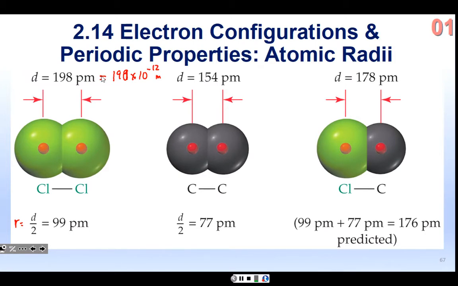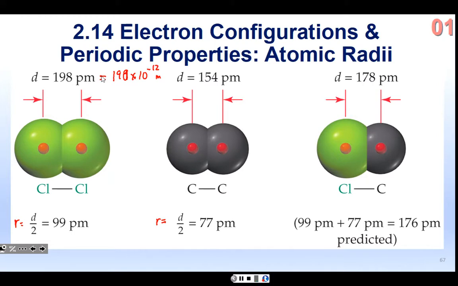The diameter, the distance between the two carbon atoms, being 154 picometers. Well, if you want to know essentially the approximate radius for the carbon atom, it should be half of that. So split that by 2, and you should get 77 picometers. So carbon atoms appear smaller than chlorine.